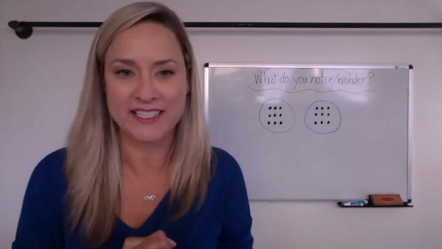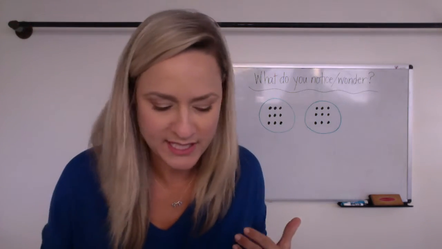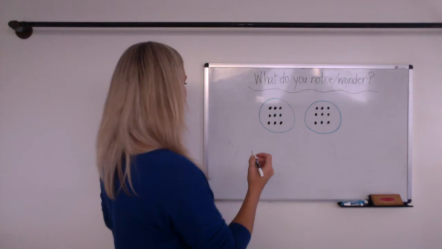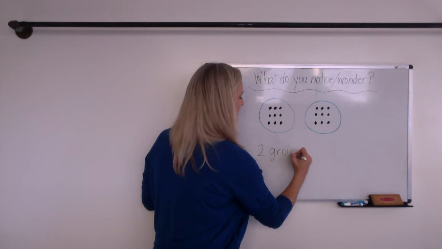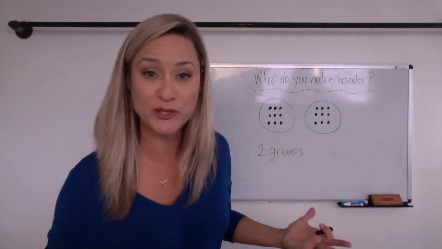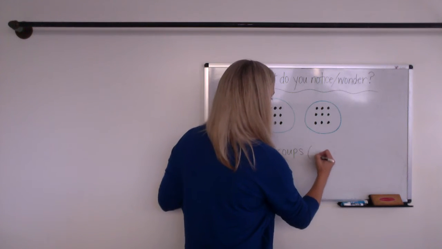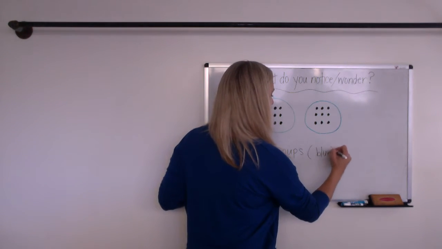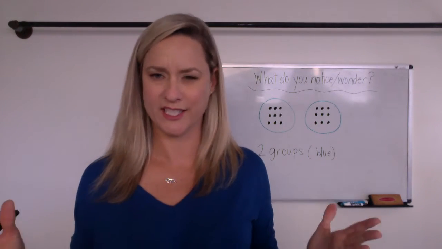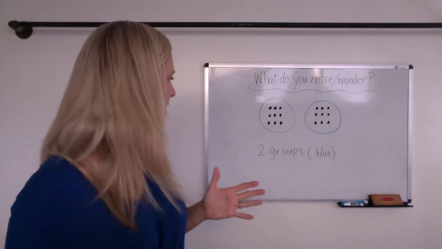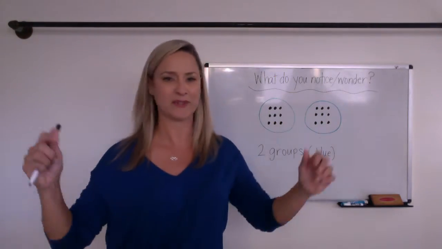And we've got maybe some two groups. Did anybody notice that there are two groups here? And maybe you even noticed that the two groups were blue. Did anybody say that? I'm going to guess that some of you probably noticed that the dots are arranged in a different way than maybe like just randomly, right?